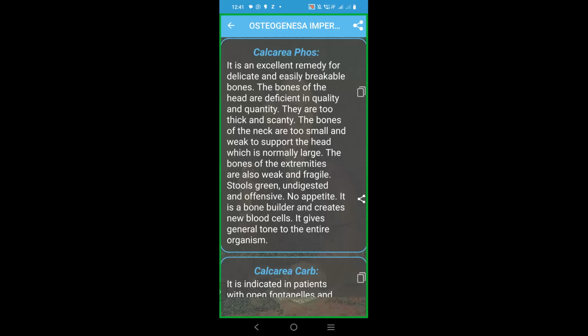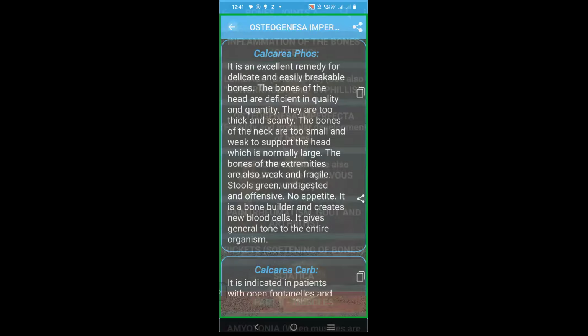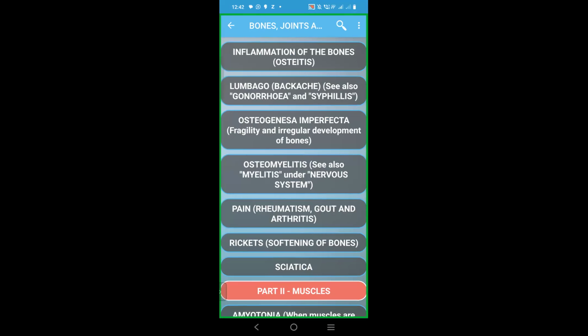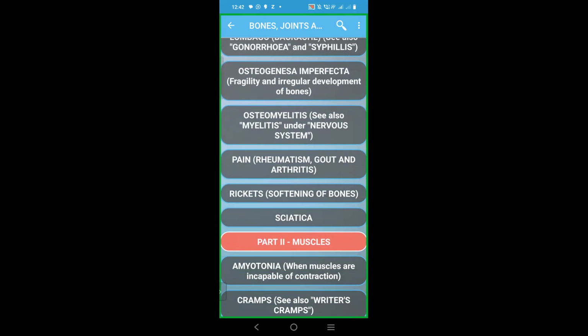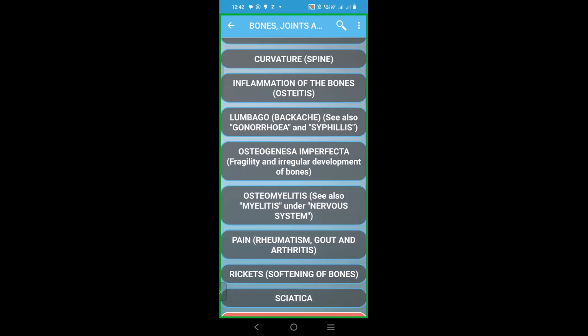Because what is the theory of biochemics? The biochemic was invented by a Dr. Schüssler. What he did is he assumed that all our body disease is arising due to the imbalance of the minerals in our body.